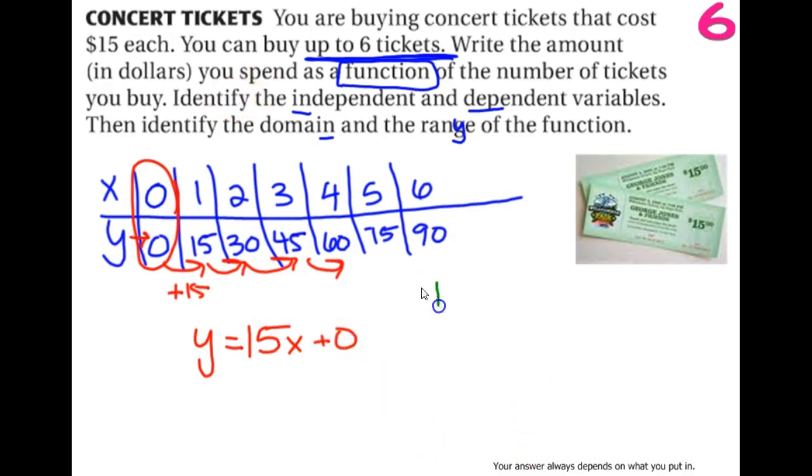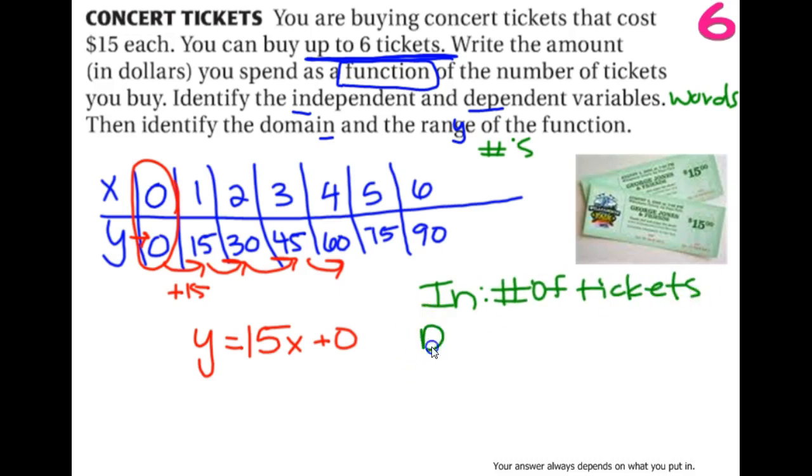It says to identify the independent variable. What did we plug in? These are our words. Our domain and range are actually going to be the numbers. So our independent variable, 1, 2, 3, 4, 5, 6, that's what we plugged in, which really is the number of tickets. Then our dependent variable, what we got out, this is the cost of the tickets.